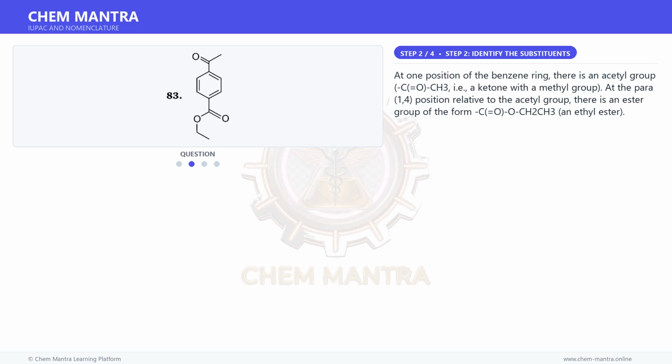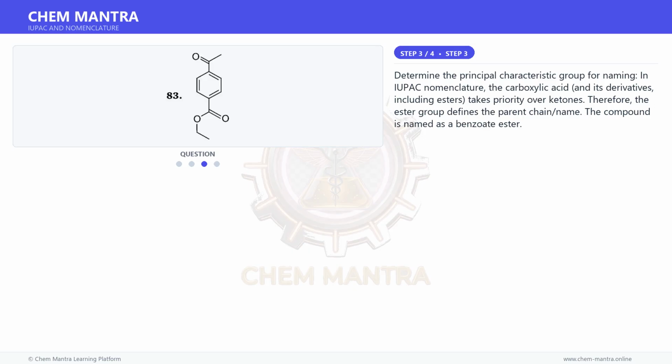At one position of the benzene ring, there is an acetyl group, C=O, CH3, a ketone with a methyl group. At the para 1,4 position relative to the acetyl group, there is an ester group of the form C=O, OCH2CH3, an ethyl ester.